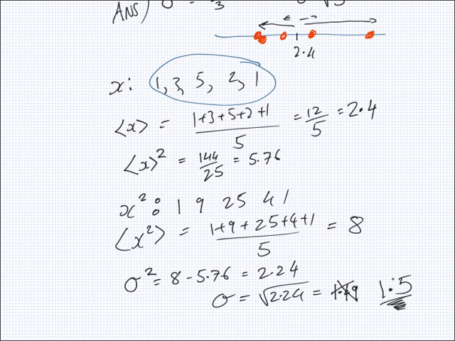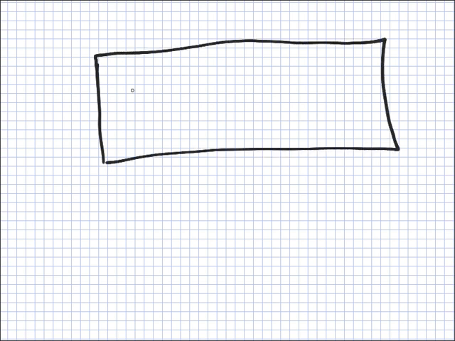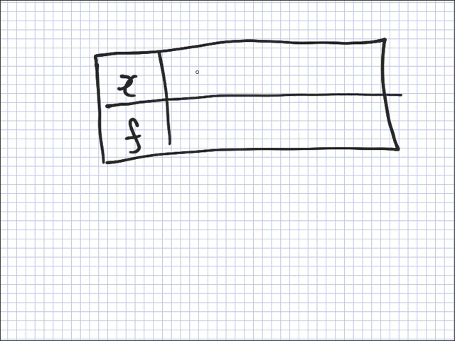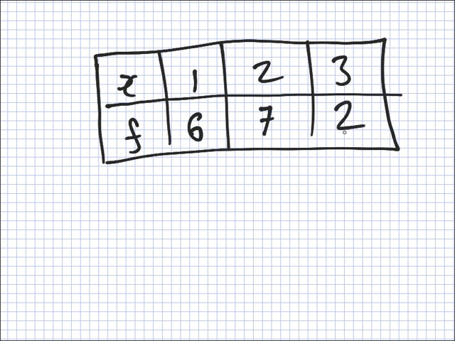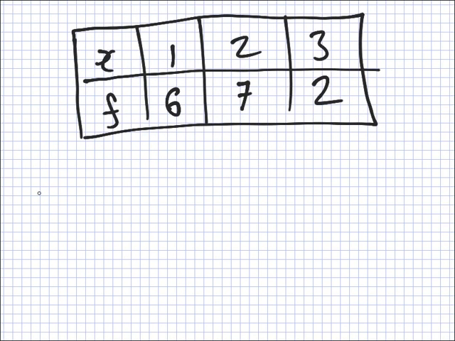Okay, let's have a look at an example with frequency in it. So let's say you have, we'll keep it small, x could be 1, 2, or 3. And we'll say we'll have 6 of these, 7 of those, and 2 of those. And we want to calculate the standard deviation. So first things first, we need to calculate the mean. So what would that be here?